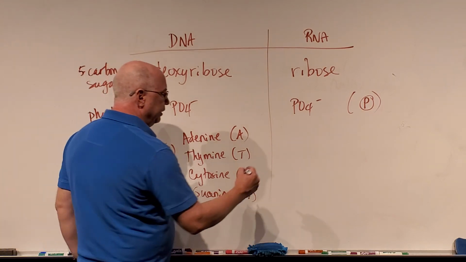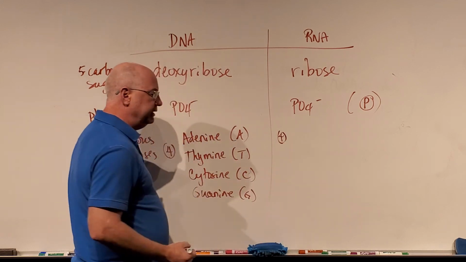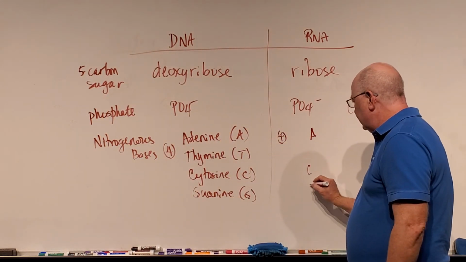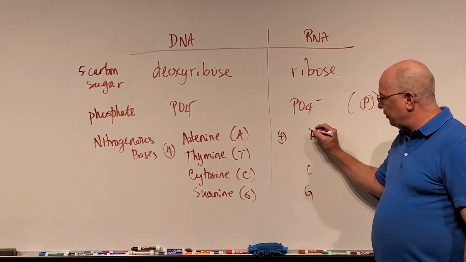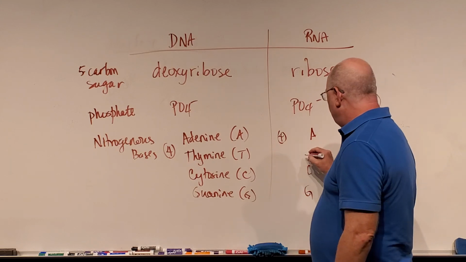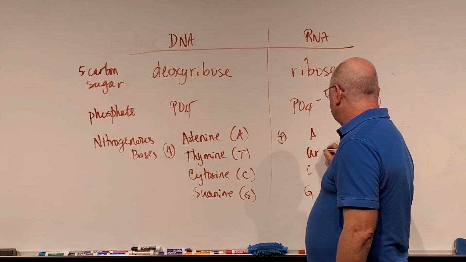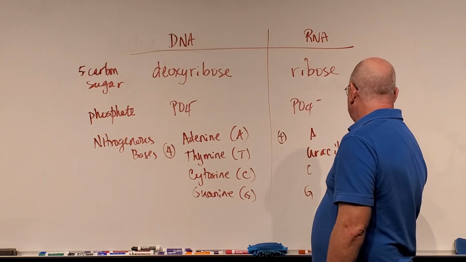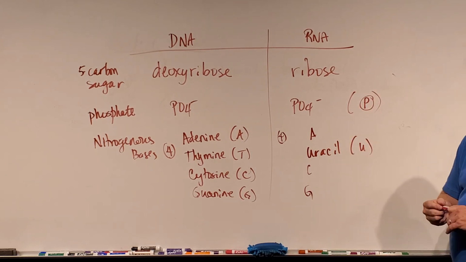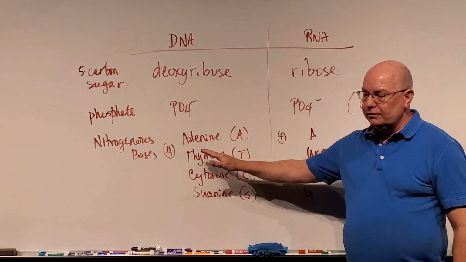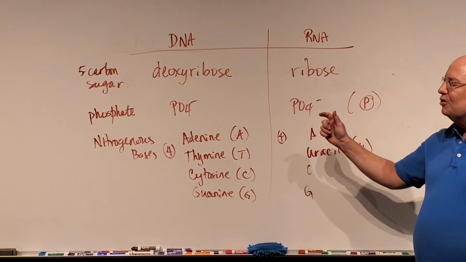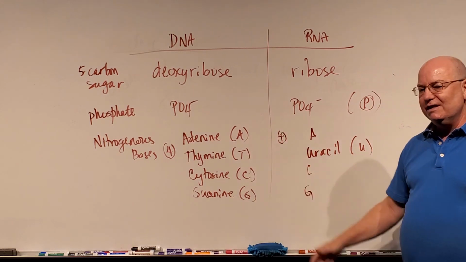In RNA, we also have 4 different nitrogenous bases. We have the same adenine, we have the same cytosine, and we have the same guanine. They are the same 3 bases. The only difference is in RNA, we have a base called uracil, which is abbreviated with the letter U. There is no thymine in RNA, and there's no uracil in DNA.